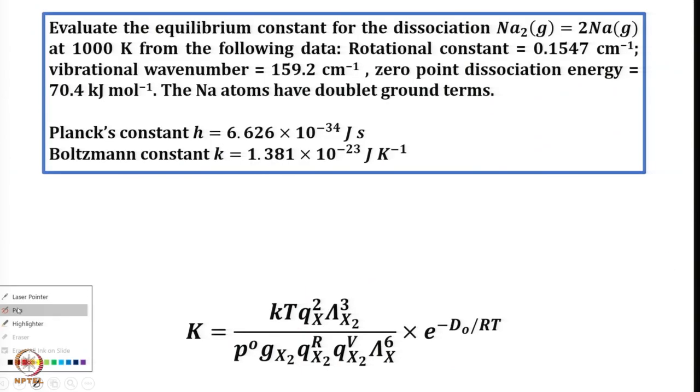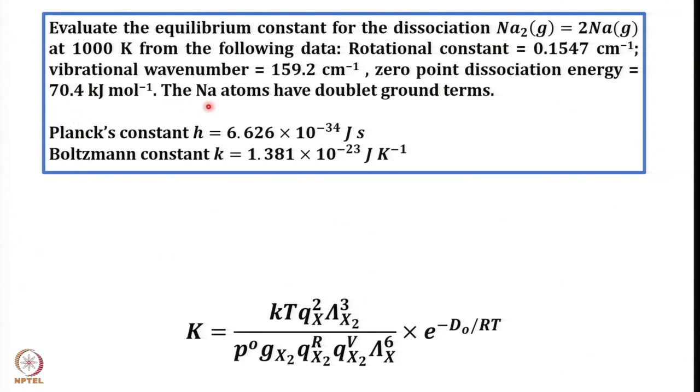Now, let us take an actual example. The question is: evaluate the equilibrium constant for the dissociation of Na2 going to 2Na. This is the reaction, dissociation of disodium at 1000 Kelvin, from the following data. The rotational constant is given for Na2 because Na cannot rotate. That is given as 0.1547 centimeter inverse. The vibrational wave number, also for Na2, is 159.2 centimeter inverse. And the zero point dissociation energy, also for Na2, is 70.4 kilojoules per mole.